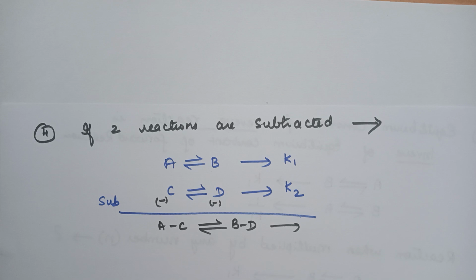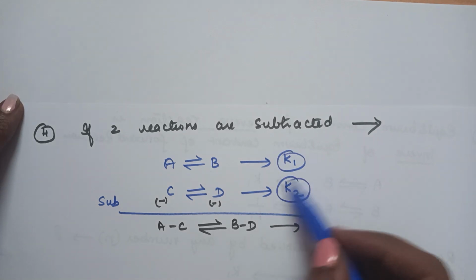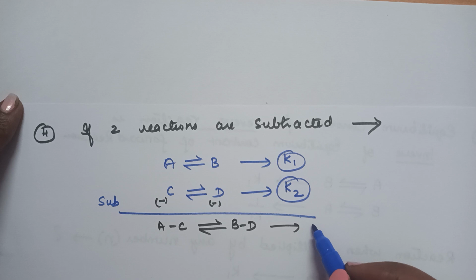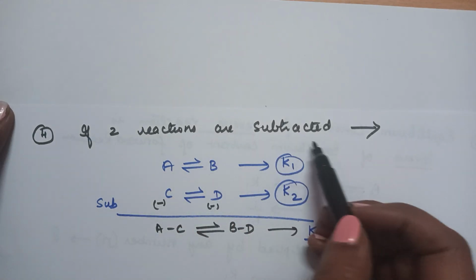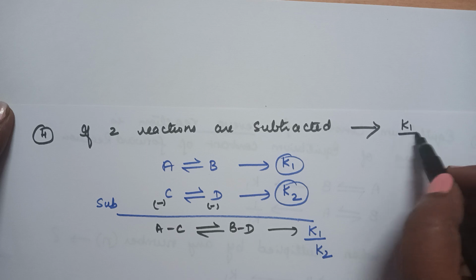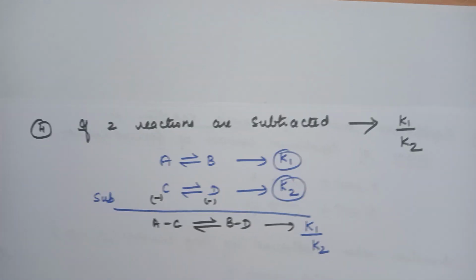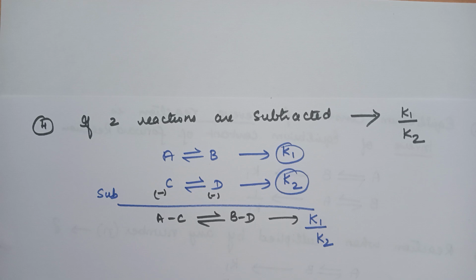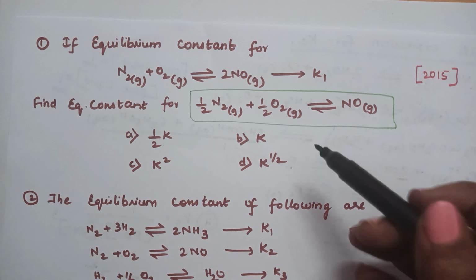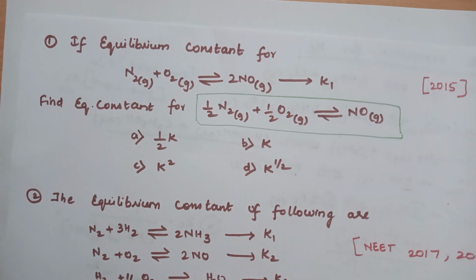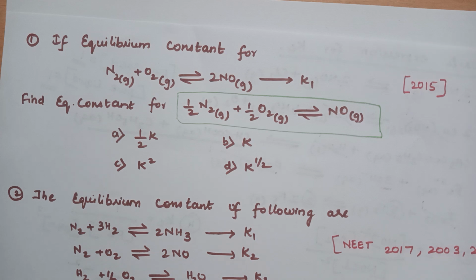But what happens to the equilibrium constant? You have to divide the equilibrium constant. So it is K1 divided by K2. So if two reactions are subtracted, you have to divide the equilibrium constants. So this is the concept we have to learn in order to solve these problems. So now let us solve these questions which appeared in the NEET examination. So first, let us solve the first question.